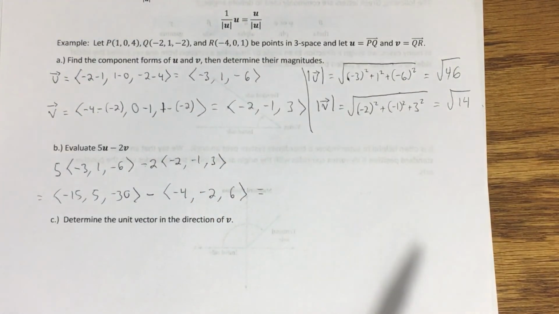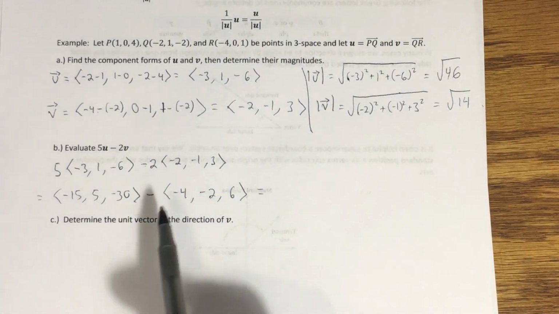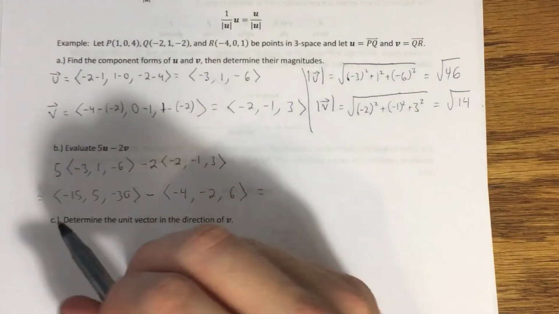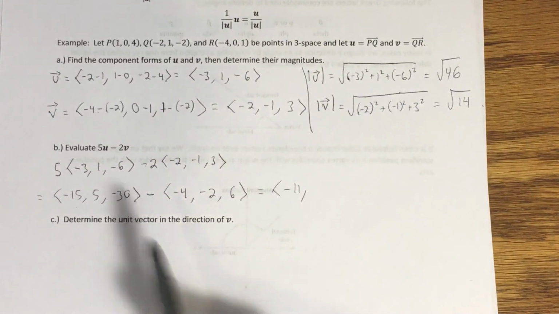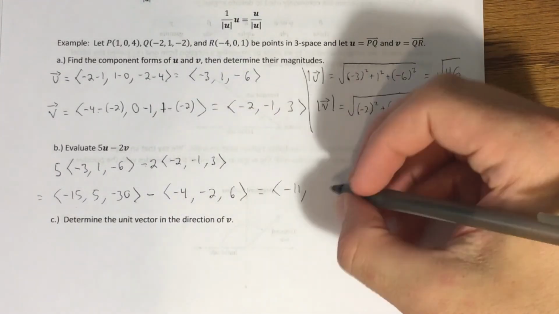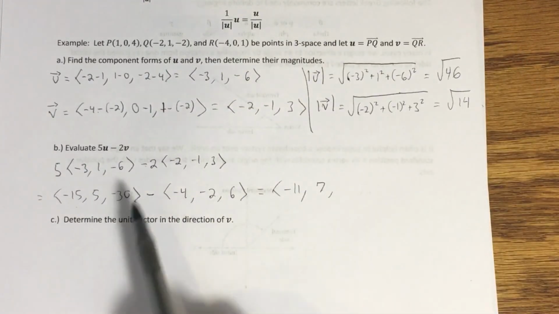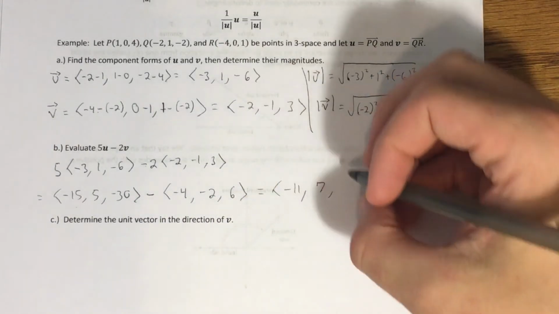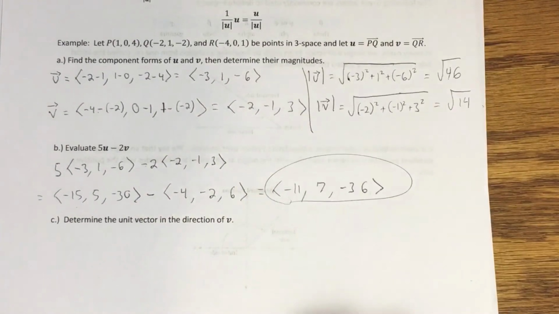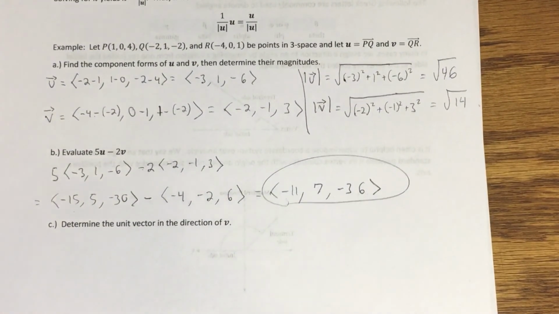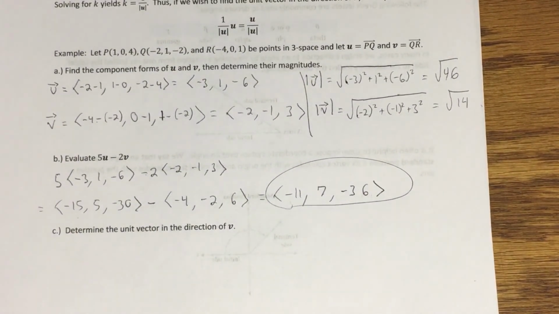Okay, so I deal with the scalar multiplication first. And now I can subtract component-wise. What is -15 minus -4? That's -11. What's 5 minus -2? 7. What's -30 minus 6? -36. There it is. Okay, fairly straightforward.